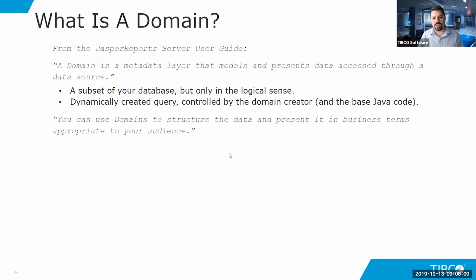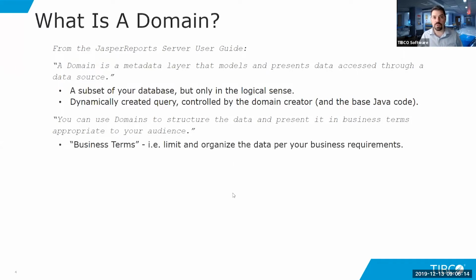You can use domains to structure the data and present it in business terms appropriate to your audience. So business terms, really what that's saying is we're allowing you to limit and organize the data per your business requirements. So you may have a database structure that doesn't make any sense to anybody but the DBA. But you have business analysts who are the ones that really need to access that data. And so maybe your data people, the DBAs or whatnot, can build that structure so that it makes sense to the business analyst for the use cases that they want to solve, the business questions that they want to answer.